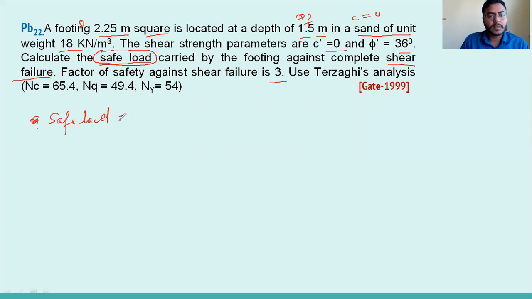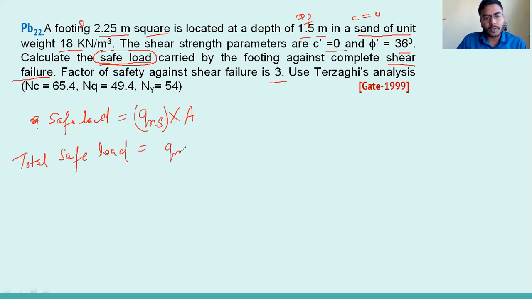Safe load will be QNS, that is the net safe bearing capacity of soil, into the area of footing, right? In the case where it says total safe load, we have to go for QS into area. So these two are very important, right? In the question it mentions safe load, so we have to calculate this one.